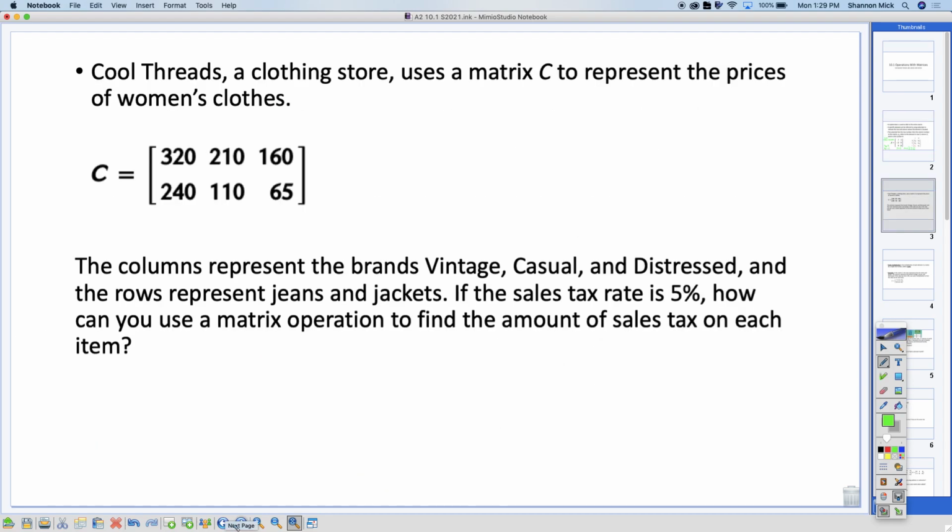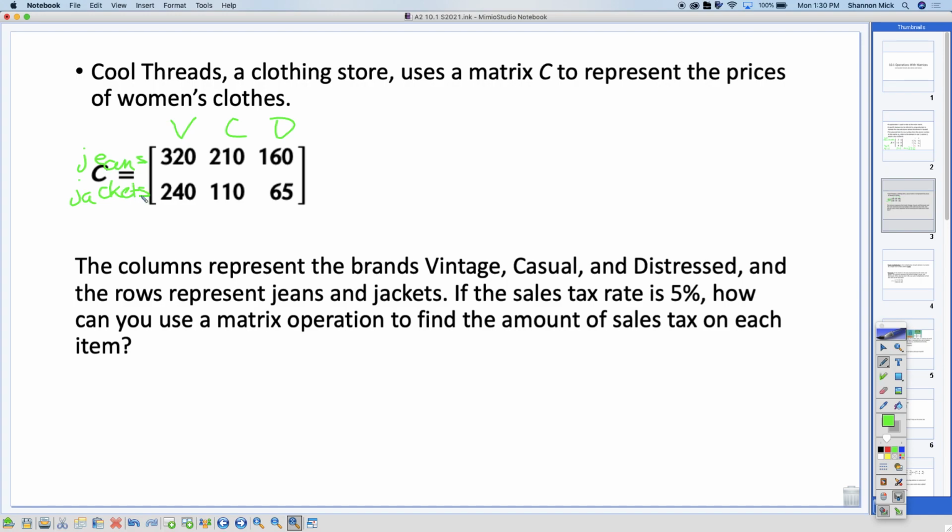Okay, so we have Cool Threads as a clothing store. It uses matrix C to represent the price of women's clothing. Columns represent brands: vintage, casual, distressed. So in your brain, you see this V, C, D. Rows represent jeans or jackets. So we have jeans and jackets.